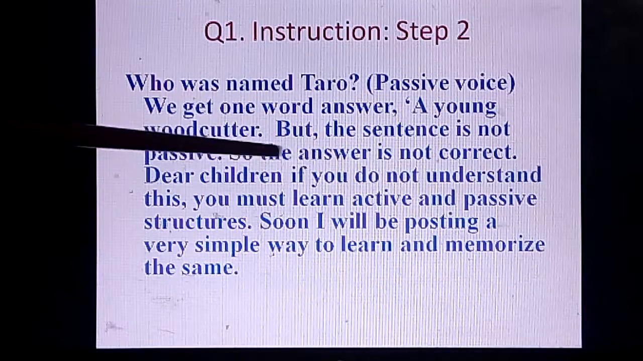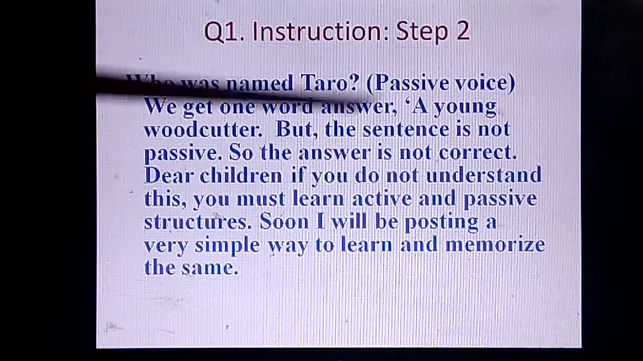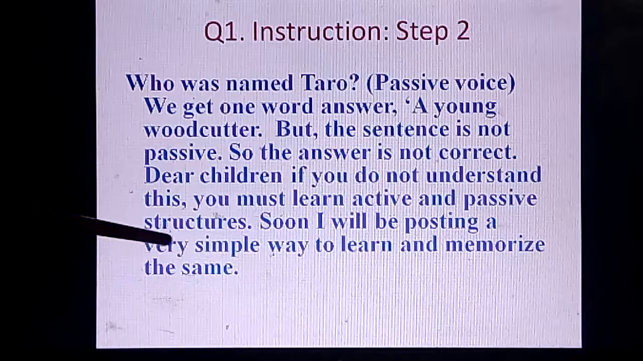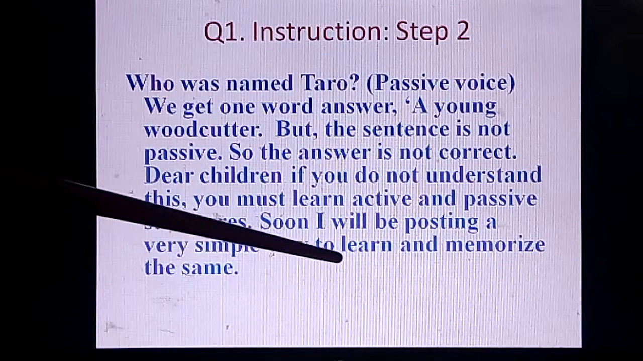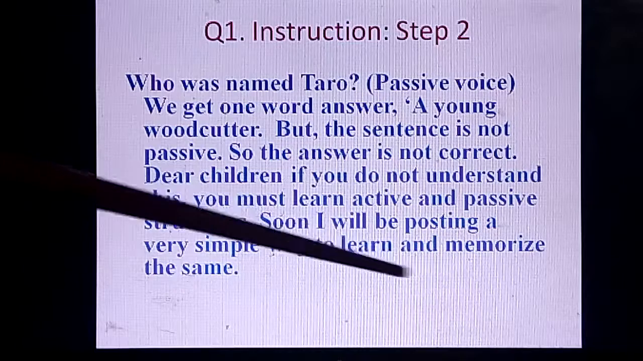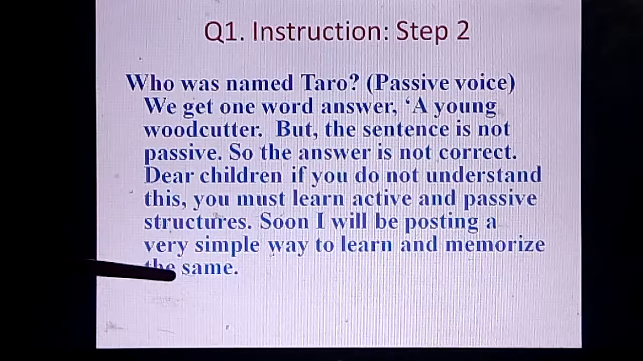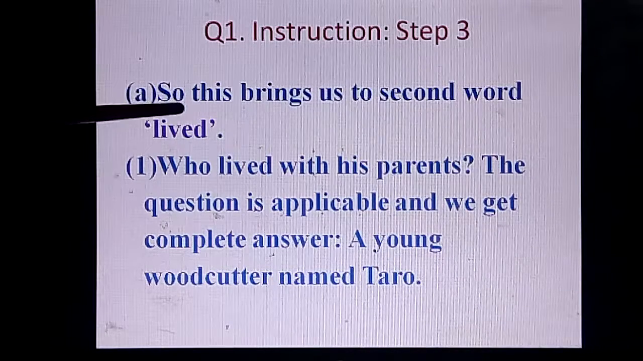It is an active sentence. There was a young woodcutter named Taro who lived with his parents. So, dear children, if you do not understand this, you must learn active and passive structures. Soon I will be posting a very simple way to learn and memorize the same. Okay, so let us continue.